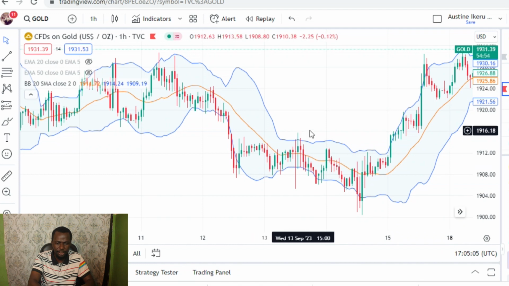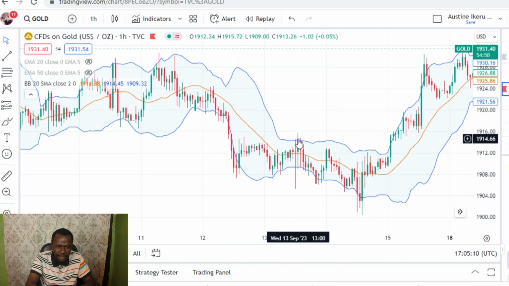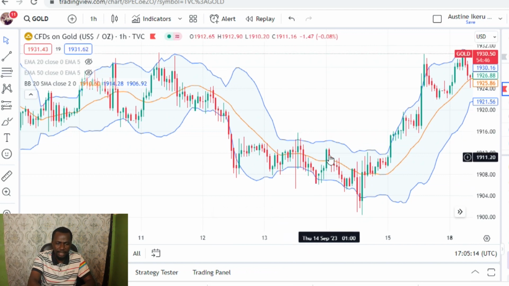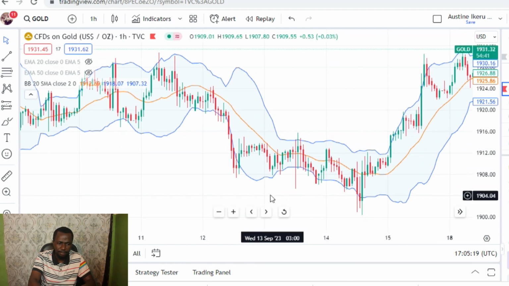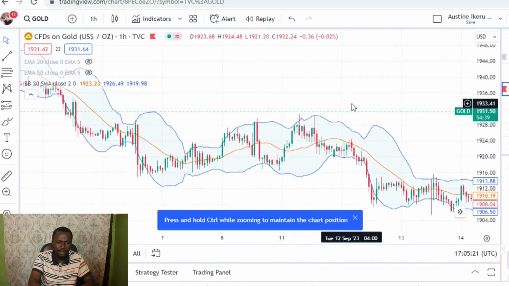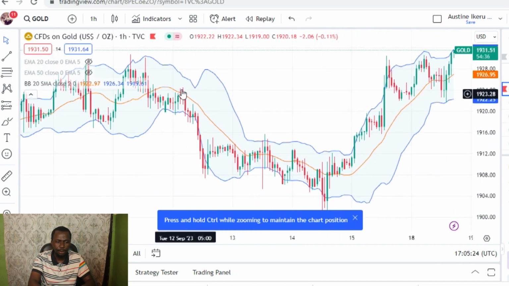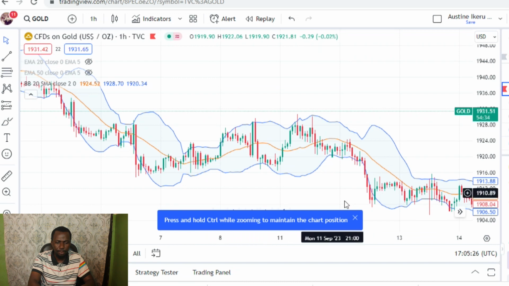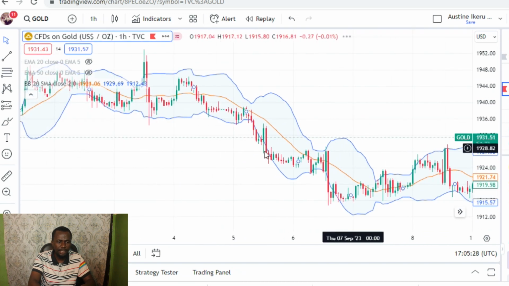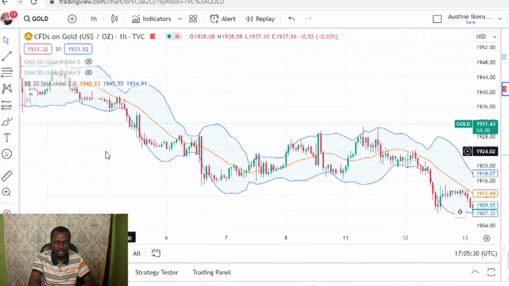Then this one is a ranging market, right? From here to here is a ranging market. You can see when the price gets to the upper band, it tends to come down, right? Whenever the price gets to the upper band, it tends to come down because the price is ranging. But when the price is trending, you have to trade in the direction of the trend. So this is how you trade the market using the Bollinger Band. This is how simple it is. I hope you have understood one or two things about the Bollinger Band trading indicator.